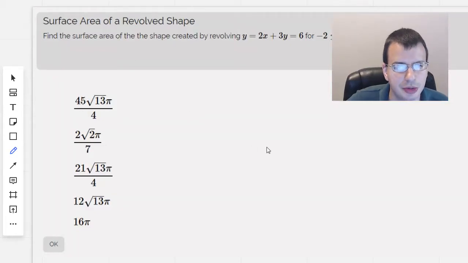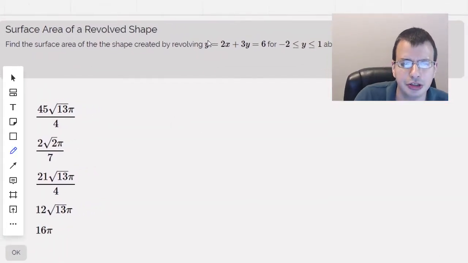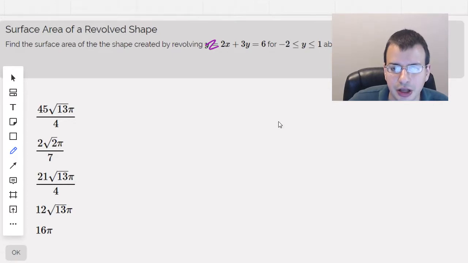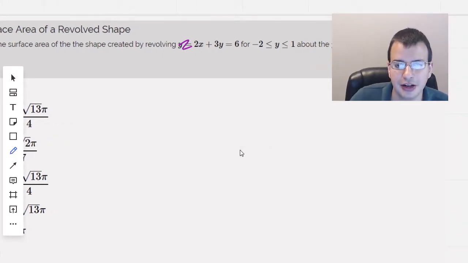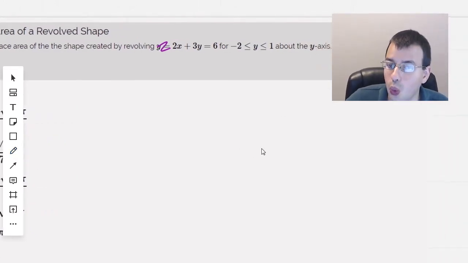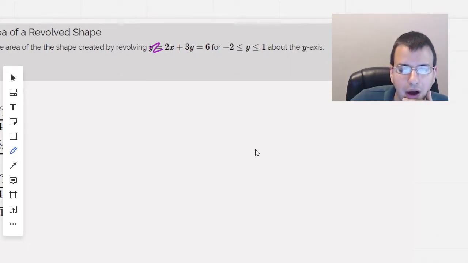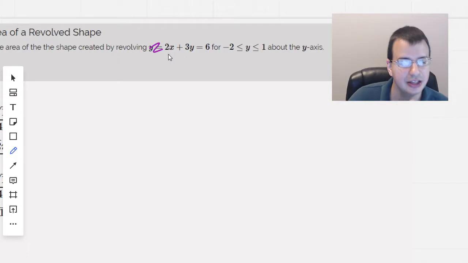Find the surface area of the shape created by revolving 2x plus 3y equals 6, for negative 2 less than or equal to y less than or equal to 1, about the y axis. Okay, so this is a line, but it's not in the standard y-intercept form that we're used to.